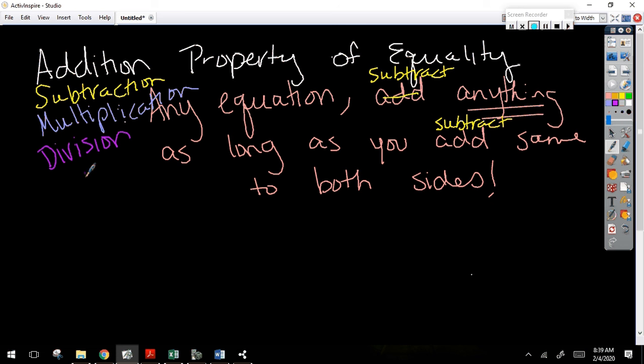But all of those properties apply to the equation. So I can add anything as long as I add the same thing to both sides. I can subtract anything as long as I do it to both sides. I can divide by anything as long as I divide by the same thing on both sides. And I can multiply by anything as long as I multiply by the same thing on both sides. Does that make sense to you? All right. So let's look at an example of how we're going to use this. I know most of you have had this before, and this is probably boring you because you know how to do it.